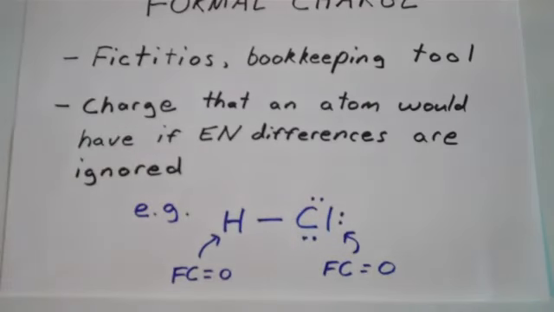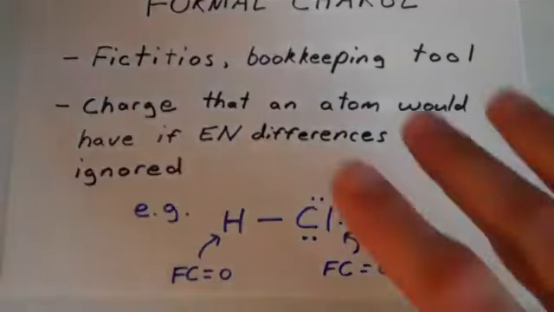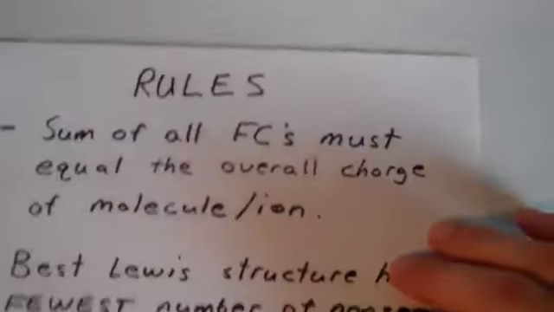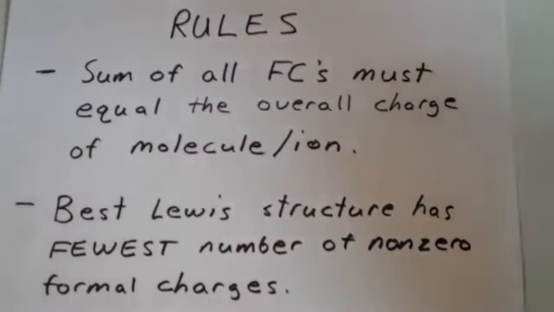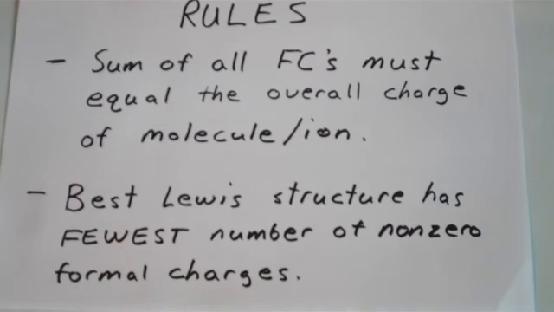So before I go through a couple of examples, I'd like to go over a couple of rules when working with formal charges. The first rule is that the sum of all your formal charges in your molecule or ion must equal the overall charge of that molecule or ion. So if it's a molecule, then the sum of the formal charges must equal 0. If it's a polyatomic ion, then the sum of the formal charges must equal whatever the charge is of that particular ion. And secondly, the best Lewis structure has the fewest number of non-zero formal charges.